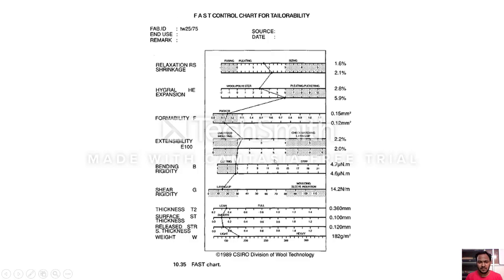Normally it is expected that the value of relaxation shrinkage, high-grade expansion, formability, extensibility, bending rigidity or shear rigidity should neither be too low nor too high. So for a perfect fabric to be made into a garment, where you should not get any problems when you convert the fabric into a garment by stitching, the values should be somewhere in between. For a perfect fabric, this should come somewhere in the middle. The graph should follow everything in the middle.